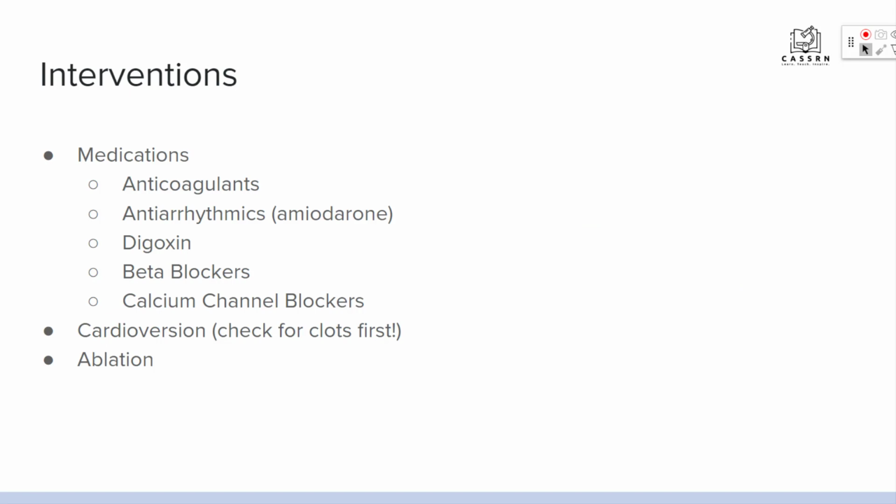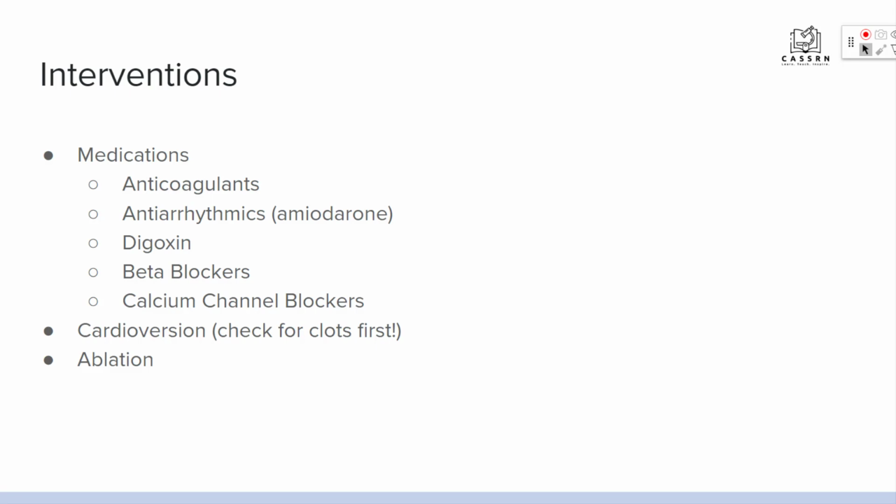So interventions that we might see are definitely medications. We're going to want to make sure that we're giving our anticoagulants to our patients because we don't want to push that embolus into the body. We're going to be looking at antiarrhythmics like amiodarone, or we're going to give digoxin or beta blockers and calcium channel blockers, which are going to ultimately help slow down the heart rate. Then we might look at cardioversion.